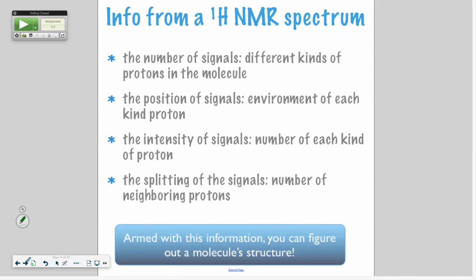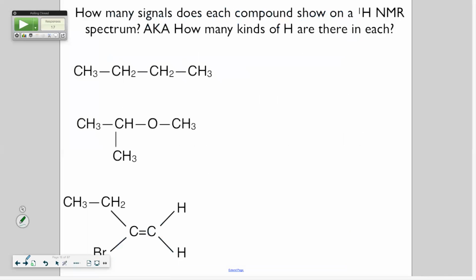Okay, are you with me so far? We're flipping protons. We're going to look at them. We're going to talk about each one of those 4 things in turn. We're not going to get through all of them today. Okay, how many signals does each compound show on a proton NMR? In other words, how many kinds of hydrogens are there in each? What you want to look for are symmetry elements. Symmetry. So look at that first compound. What is it, that first compound?